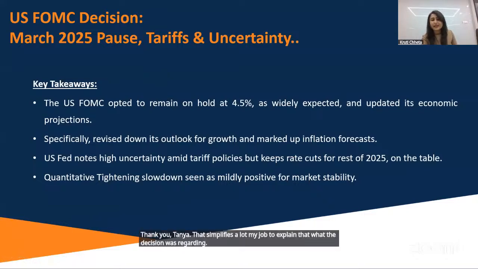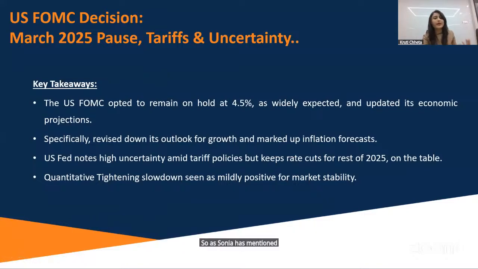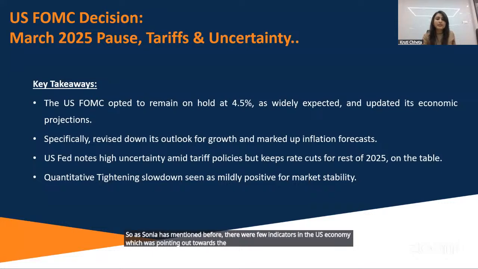So, as Tanya has mentioned before, there were a few indicators in the US economy pointing towards weakness that, even if it's not being shown in the hard data, the sentiment overall is weakening. And this is happening because of a lot of turbulence in the government's decisions over there. So, in hindsight, the expectation was that because of the turmoil in the US economy, the Fed would maintain the rate for this policy.